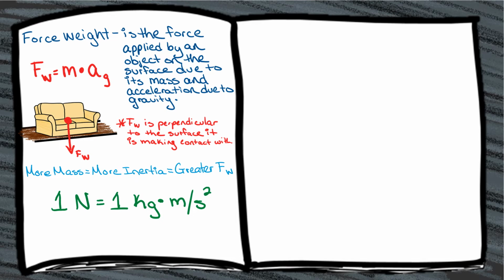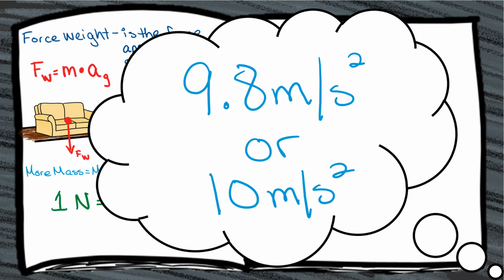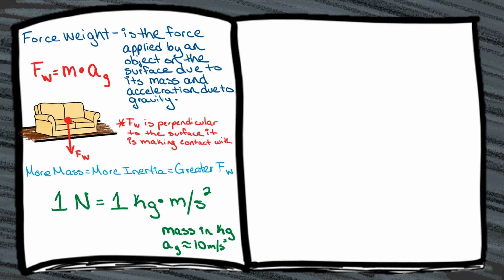So on Earth, we calculate force weight by multiplying the object's mass times 9.8 meters per second squared. Good question, Alex. For the purposes of this class, it's going to be acceptable for you to round this value to 10 meters per second squared. Now, just keep in mind that the actual value is 9.8 meters per second squared. So to get a more accurate value of force weight on Earth, we would need to use 9.8 meters per second squared.